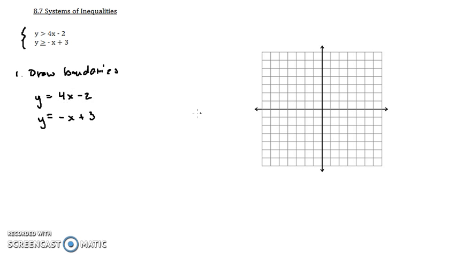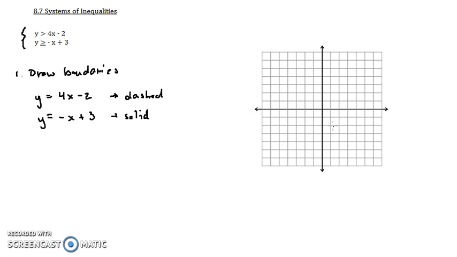Starting with the first one, I'm sorry, I forgot one important thing. These are our boundary lines. We've got to pay attention to the inequalities to decide if they're going to be solid or dashed. If it's not included, it's going to be dashed. So I'm going to draw that first line as a dashed line. And if it is included, then it's going to be solid. That's important to note before you start drawing anything, because you don't want to draw a solid line and then realize it was supposed to be dashed. So we're going to draw this line. We're going to find those points and put it in as a dashed line.